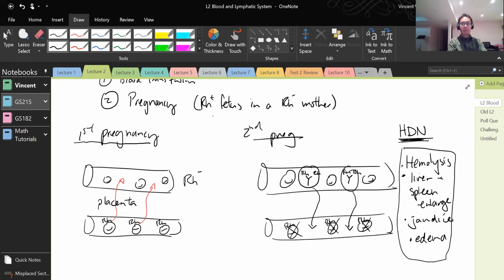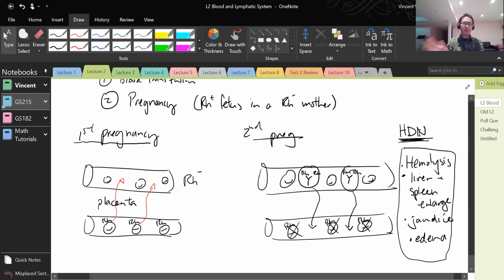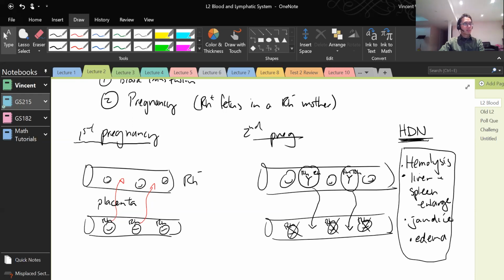So that's basically hemolytic disease of the newborn. Again, severity ranges from mild to very severe. If it's very severe, you sometimes have to do a blood transfusion while the baby is still in the mother to save them. So that's that. Does that answer your question? That's the short version. The short version took like 15 minutes.